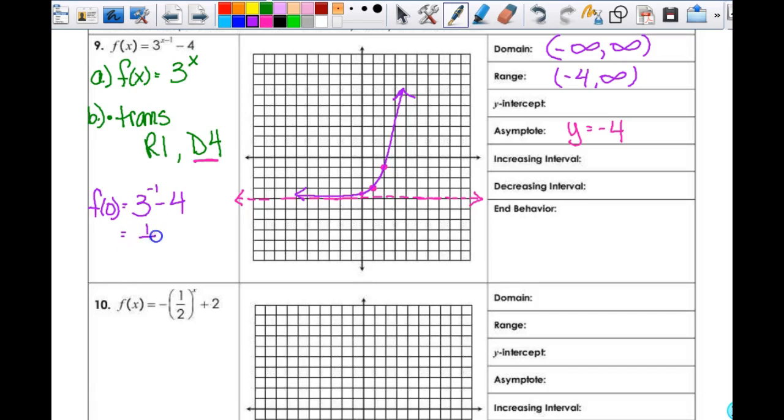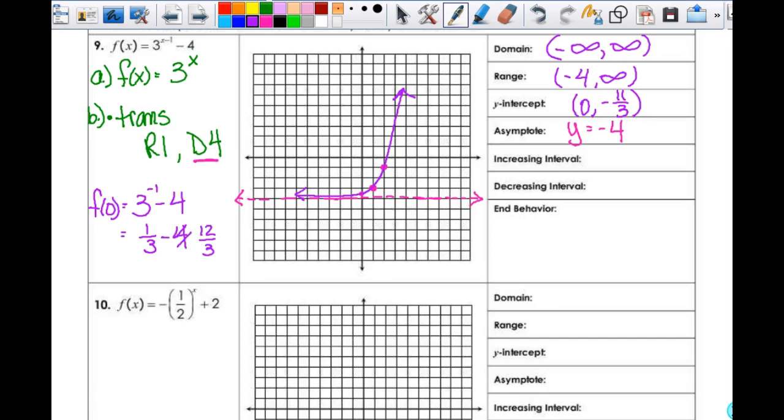1/3. So 1/3 minus 4. So I'm almost at 4. I'm a third shy. This is going to be what, 12/3? Would you agree with that? If I change it, instead of 4, it's 12/3. So what's 1/3 minus 12/3? -11/3. So I'm at 0, -11/3.